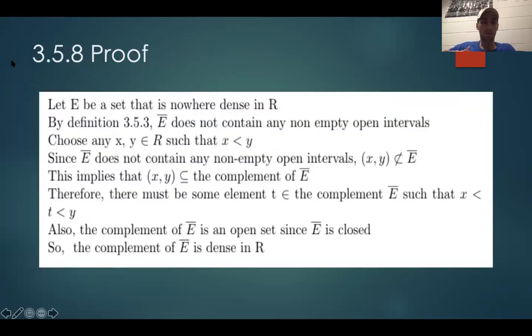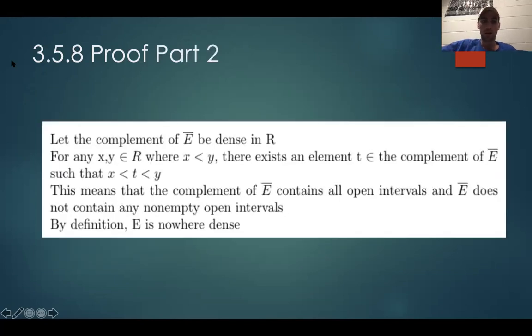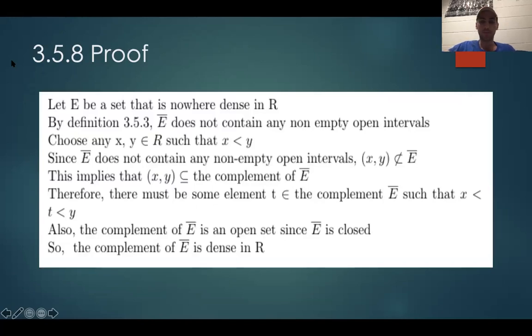So for the first half of this proof, we're going to assume that a set E is nowhere dense in R. According to that definition, the closure of E does not contain any non-empty open intervals. From there, we can choose any two numbers, x and y, in the reals such that x is less than y. Since the closure of E does not contain any non-empty open intervals, the interval (x, y) cannot be a subset of the closure of E. And this implies that it's not a subset of the closure of E, so it meets the complement of the closure of E.